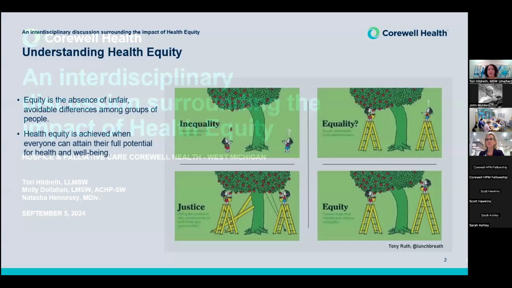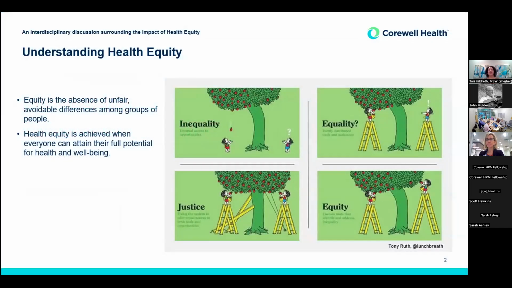So let's dive right into what is health equity. Think of equity as an absence of unfair and avoidable differences among groups of people. This is one of my favorite diagrams because it can clearly break down what a lot of people would think: we should have equality for all. Well, equality, as you can see, is equipping everyone with the exact same tools and resources. And we don't want that. We want a little bit more. We want equity, which is customizing tools and identifying what individuals need based on their social determinants of health and the things that have impacted their lives.